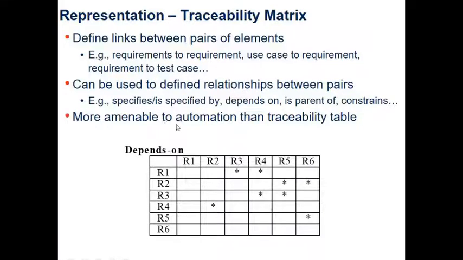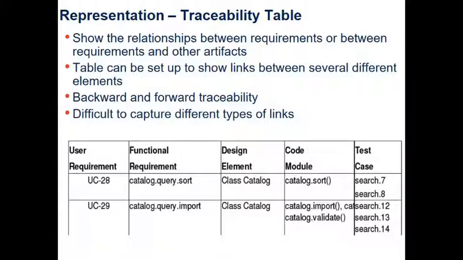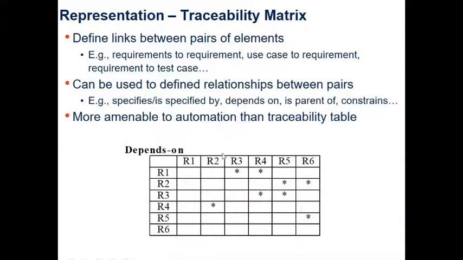More amenable to automation than a traceability table. So if you are using automated tools to keep track of your requirements, right, you need to have something that is more notational and less English words, less verbal. The traceability table has words, and it would be difficult to work with in automation tools. Whereas if we have something like this, it would be easier to use with automation tools.